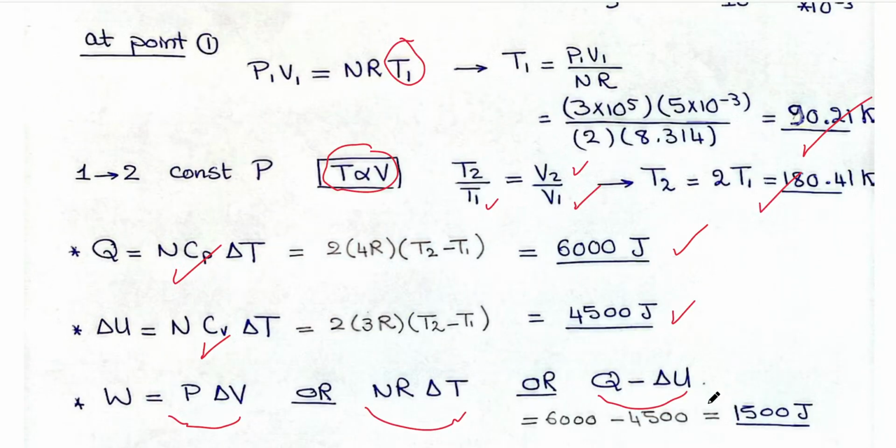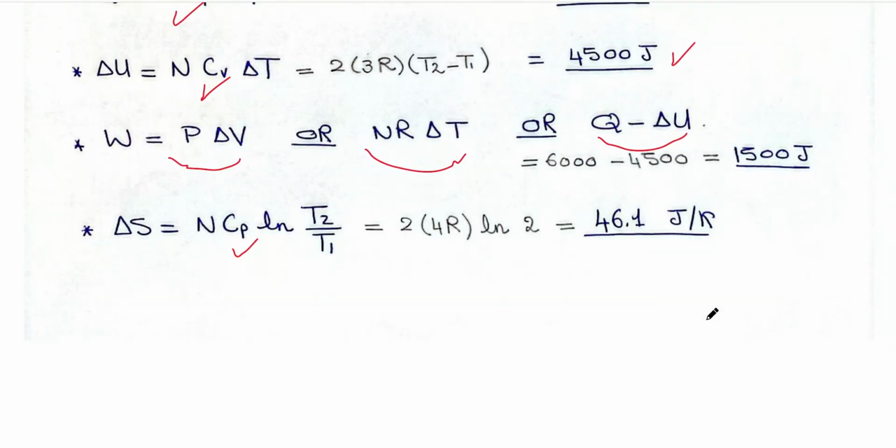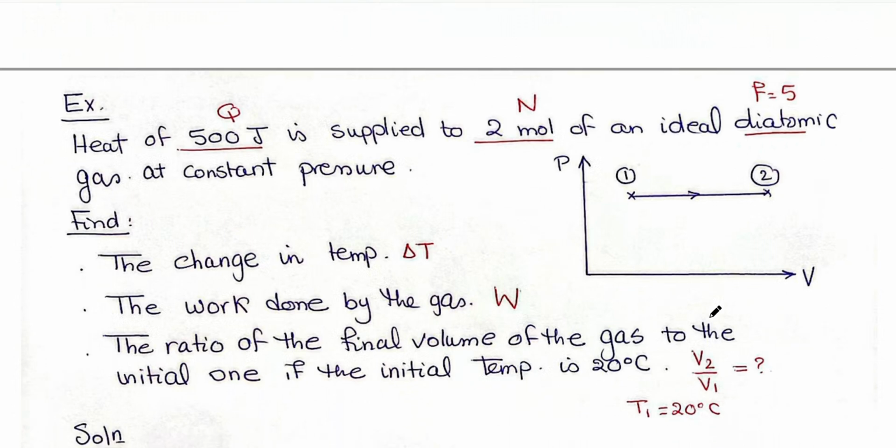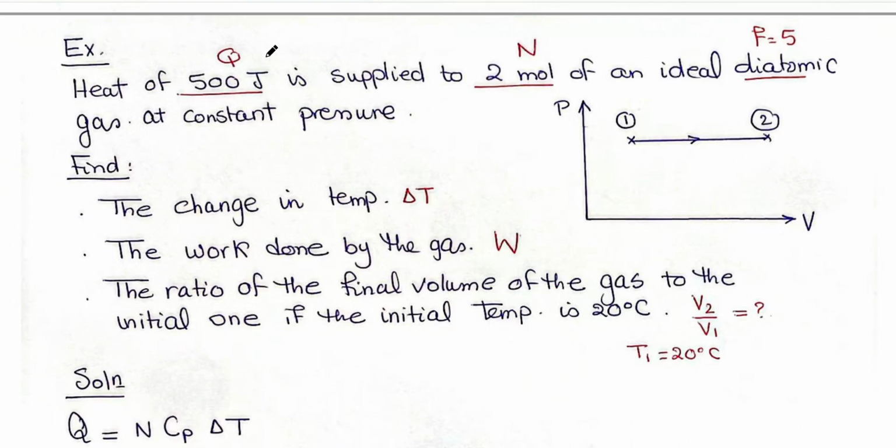You have all the givens in the example, so it is very direct to substitute with all the unknowns. Another example, it is also a constant pressure. Heat of 500 joules is supplied to 2 moles. Diatomic gas, diatomic f equals 5, at constant pressure. I want to find the change in temperature, the work, and the ratio between V2 and V1.